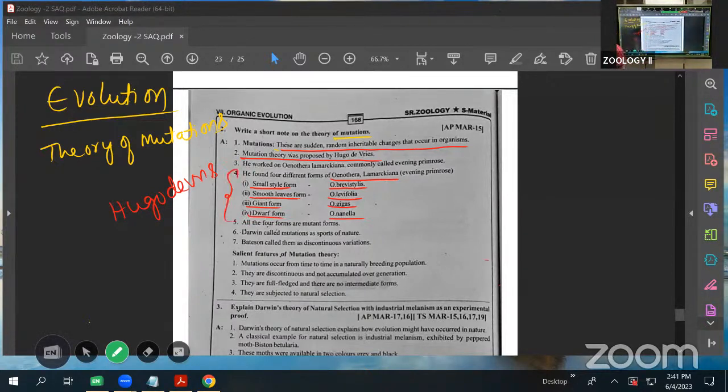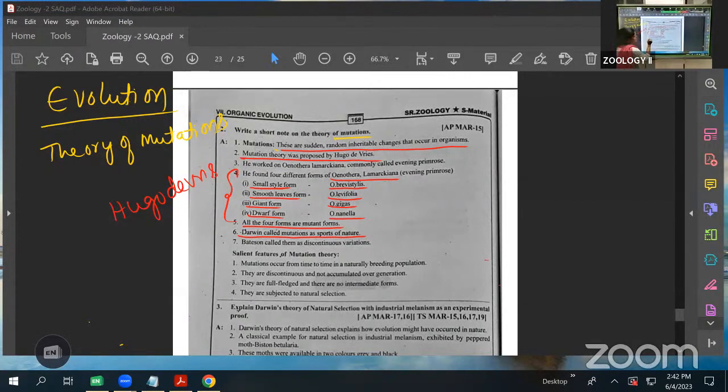Here, the species differ, meaning some mutations have occurred. The changes that occur are what we call mutations. All 4 forms are mutant forms only. They mutated, underwent a change and formed like this. That's why we call them mutant forms. Darwin called the mutations sports of nature. Sports means competition. He said it is the sport of nature.